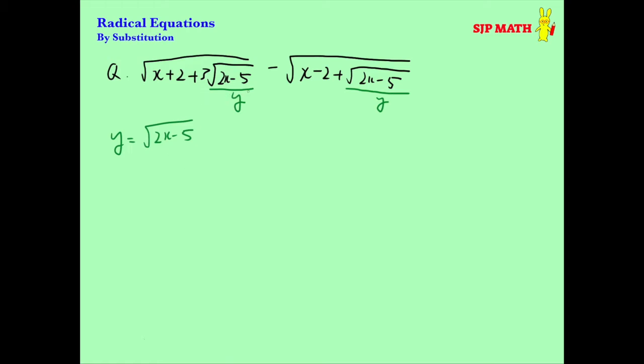But then it comes with a cost. It comes with a cost because now we have to put the other expressions in terms of y. But in this problem, it will actually be pretty nice. If we want to put x in terms of y, so that we can substitute it into here, then if we square both sides, it will be y squared equals 2x minus 5, and therefore y squared plus 5 over 2 is equal to x.